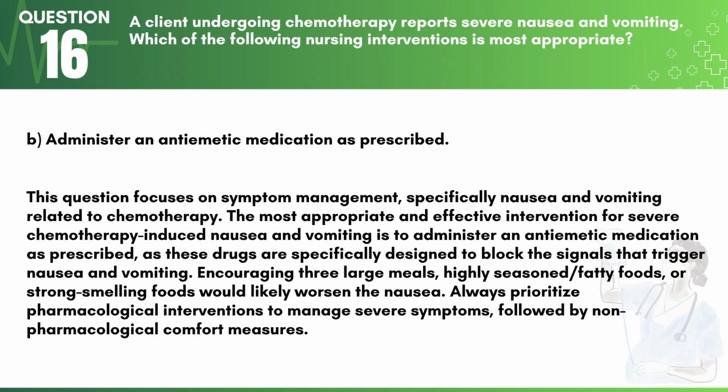Answer B. Administer an antiemetic medication as prescribed. This question focuses on symptom management, specifically nausea and vomiting related to chemotherapy. The most appropriate and effective intervention for severe chemotherapy-induced nausea and vomiting is to administer an antiemetic medication as prescribed, as these drugs are specifically designed to block the signals that trigger nausea and vomiting.